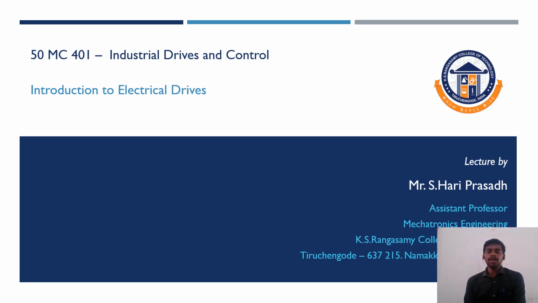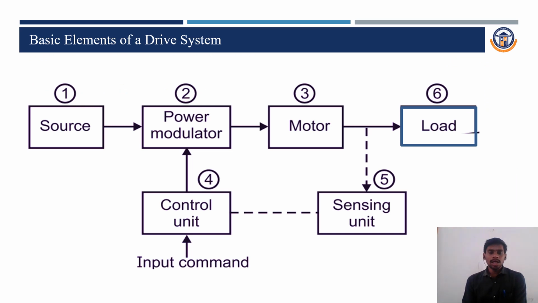We see about the topic of Introduction to Electric Drives under the subject of Industrial Drives and Control. This is the basic element of a drive system. It's a very basic diagram. The first block is the representation of the source, either AC or DC. Then power modulator, motor, load, control unit, sensing unit. This is the basic block diagram of a drive system.